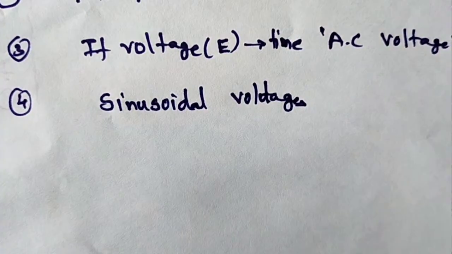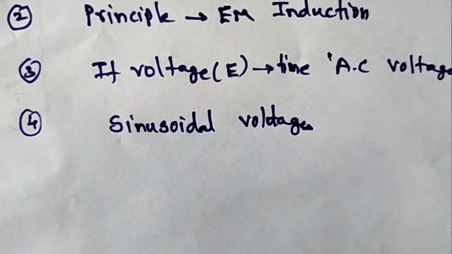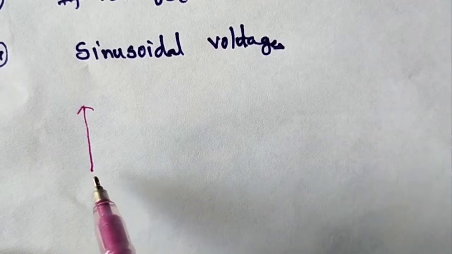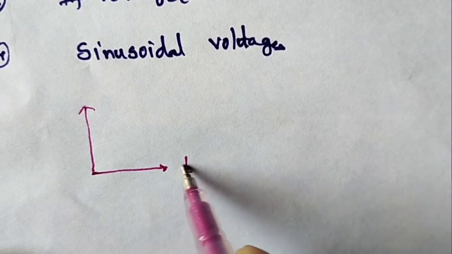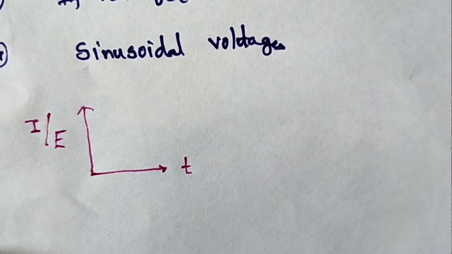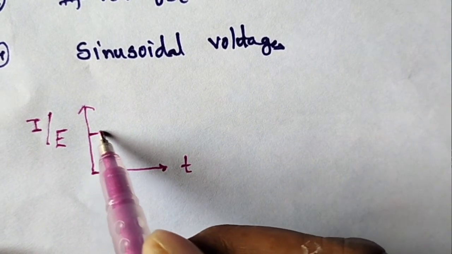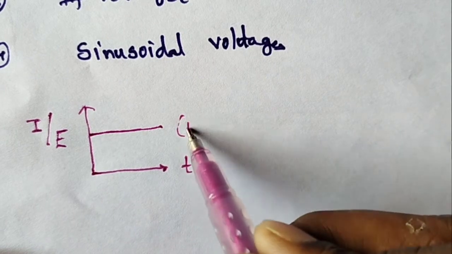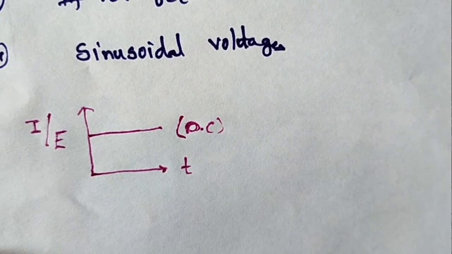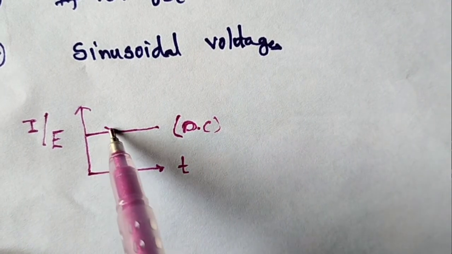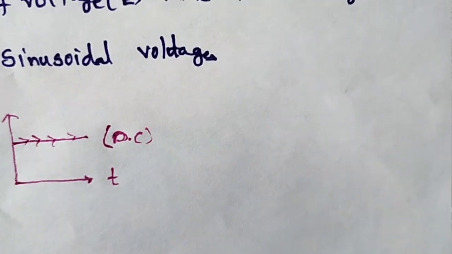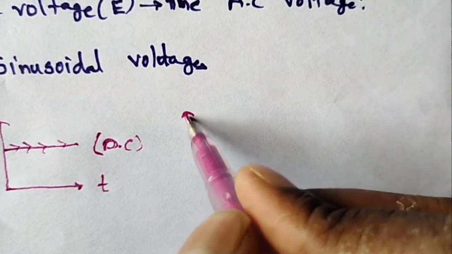So what are the graphs? How to indicate the diagrams? Here I am taking capital I and t. I is equal to current, E is voltage. This is DC, direct current. The time will change. What is the current? The current is in the same direction, voltage also the same.